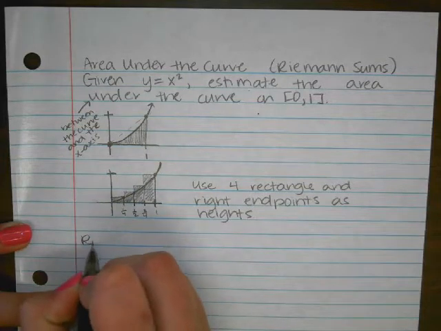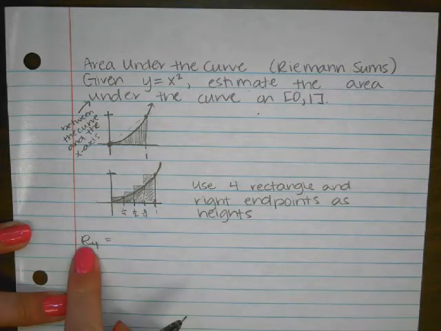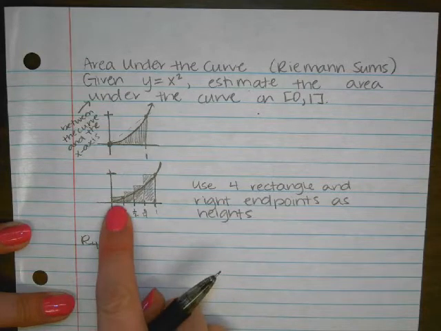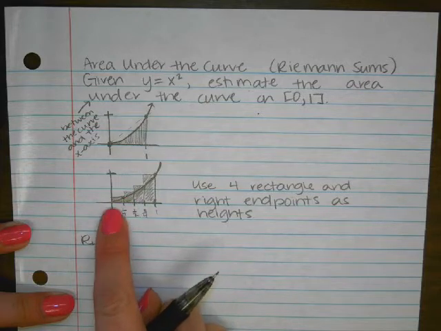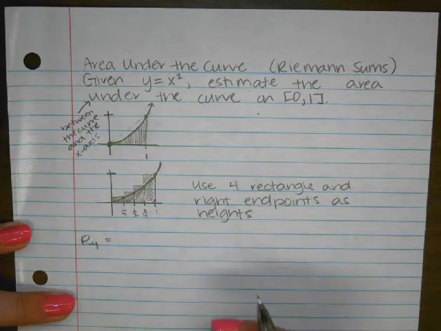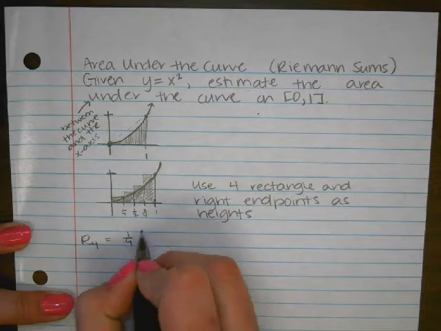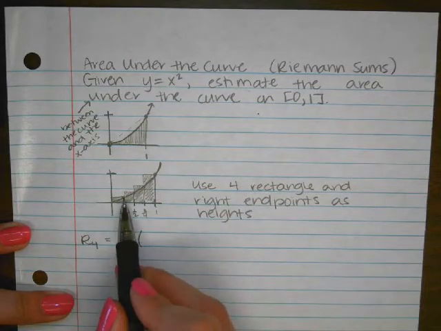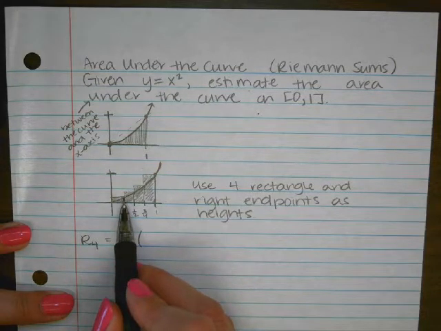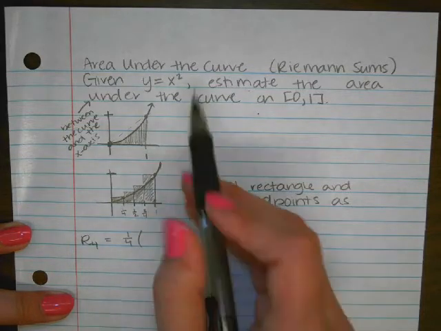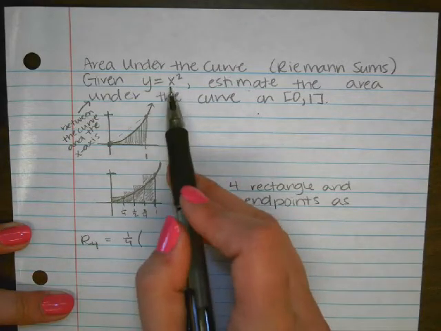So the way that we write this out to show the math that we did is we're going to say R sub 4. So I used right endpoints and 4 rectangles. The area is going to be width times height, or width times length, I guess. So we're going to have a width of 1/4. And then the height of the rectangle would be calculated as the y-coordinate of the curve, which is what you get when you plug 1/4 in here. So y equals 1/4 squared.